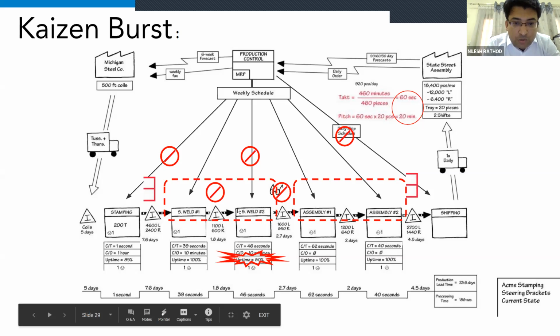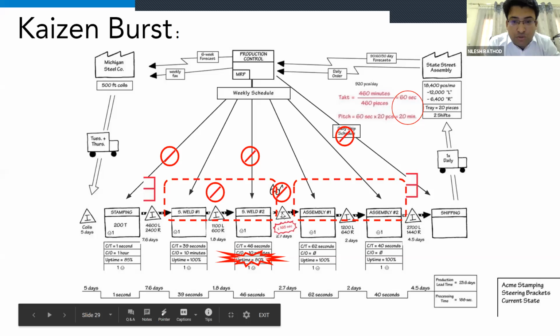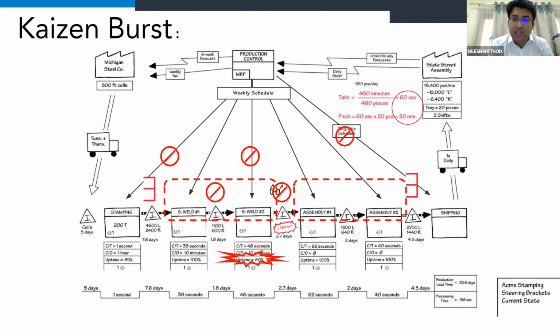Here in the workstation of spot weld 2, the uptime is 80%, which is supposed to be 100% ideally. So can I improve my uptime? That is the availability of machinery time. Yes, I can do that. Then all the processes here you can see are push processes. Can I convert from push process to pull process by using a supermarket or FIFO concept? Yes, I can do that. So this is the area of opportunity I have identified. Based on your team, you can identify different opportunities based on your team meeting or team idea generation workshop.